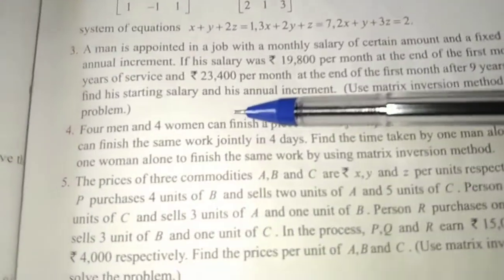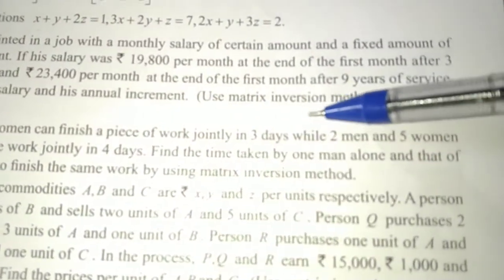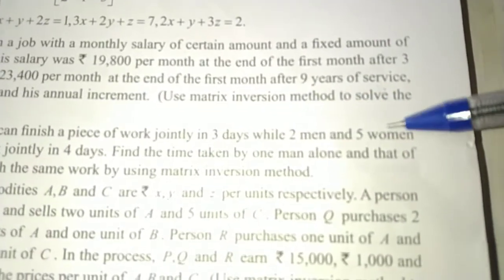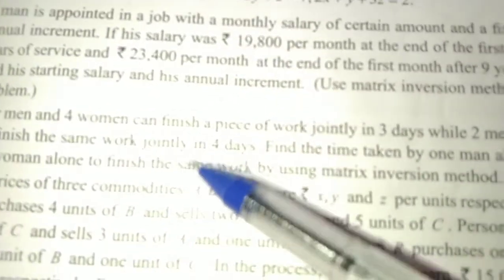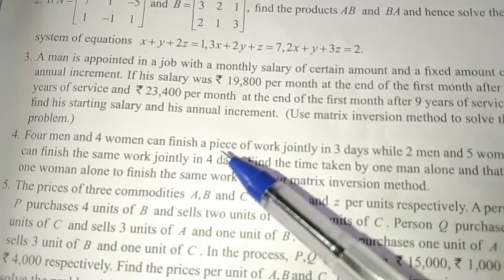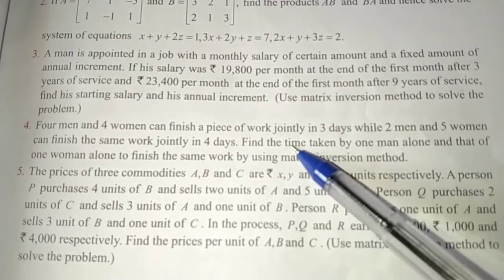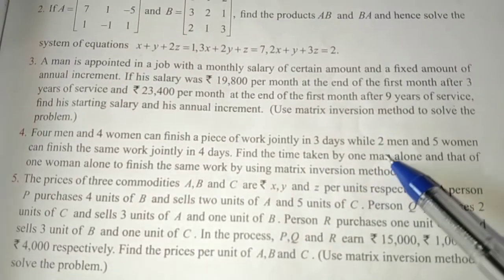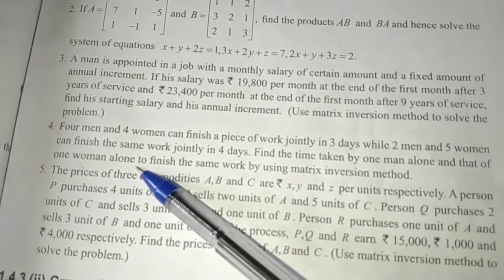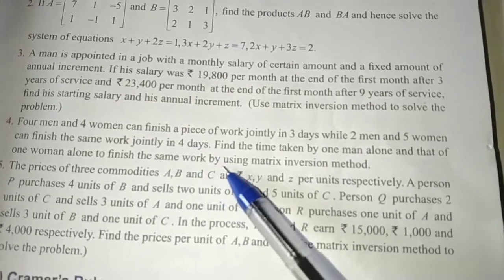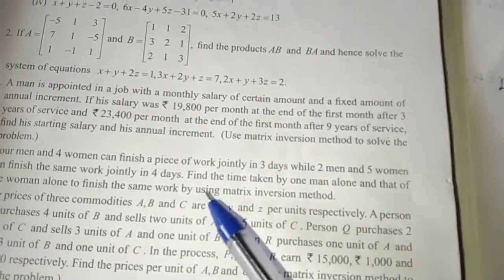4 men and 4 women can finish a piece of work jointly in 3 days, while 2 men and 5 women can finish the same work jointly in 4 days. Find the time taken by one man alone and that of one woman alone to finish the same work by using the matrix inversion method.